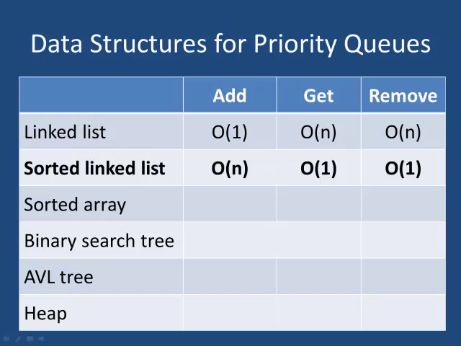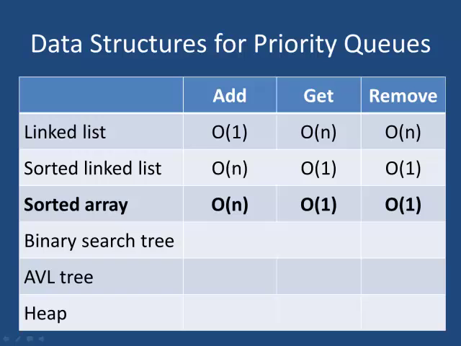Maintaining a sorted list where the items are sorted by their priority is possibly an improvement. If the list is sorted from highest to lowest, then we can get and remove the element with highest priority in constant time, since the element with highest priority is at the head of the list. However, now the insert operation is linear, as we have to find the position where the new element is to be inserted, which takes O of n time.